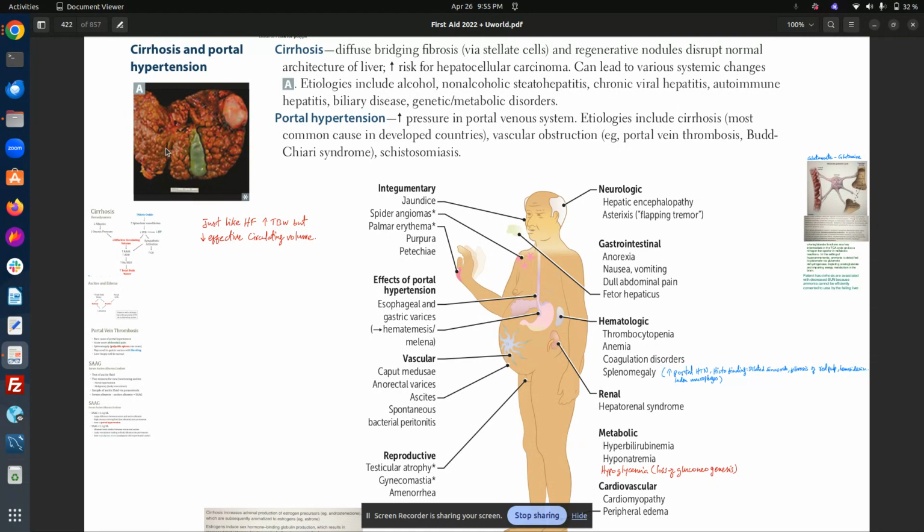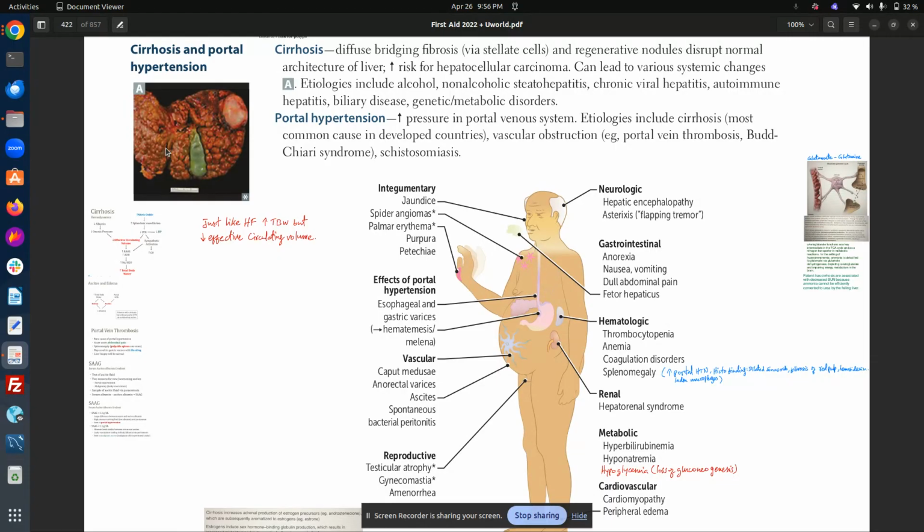The portal vein is responsible for dumping the deoxygenated blood from the gut into the liver. From the liver, that blood goes into the hepatic vein, and from there into the giant inferior vena cava, and from there it enters the right side of the heart. This is how blood normally flows from the portal vein to the right side of the heart.